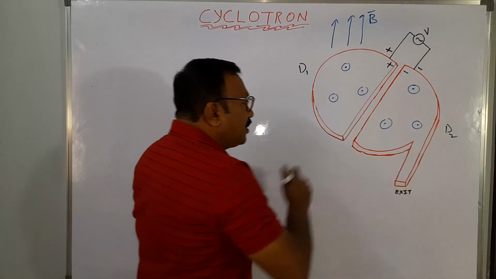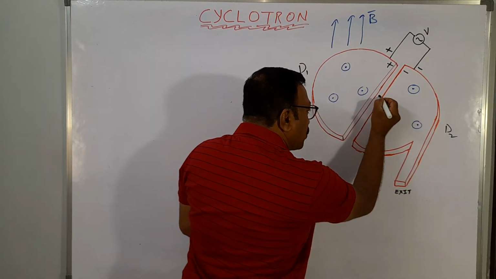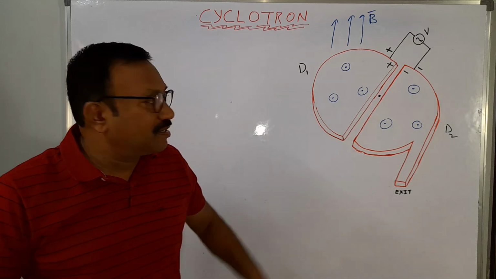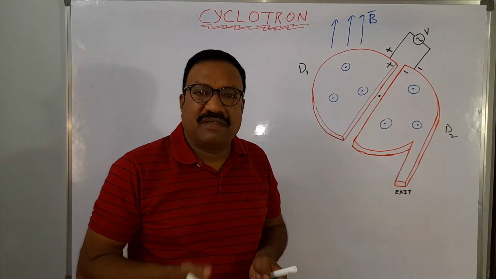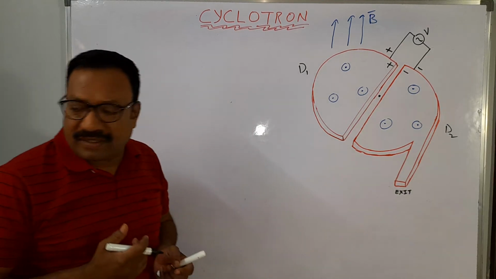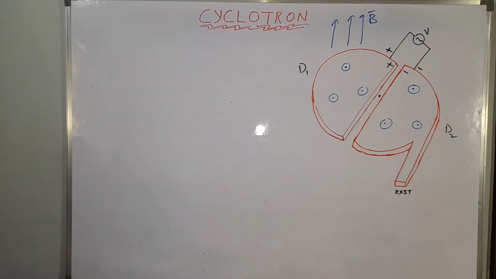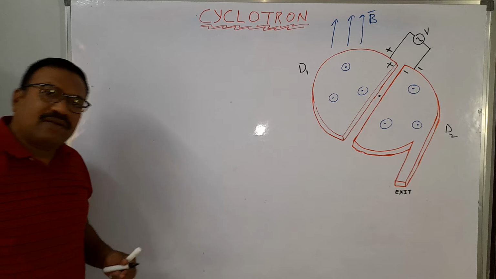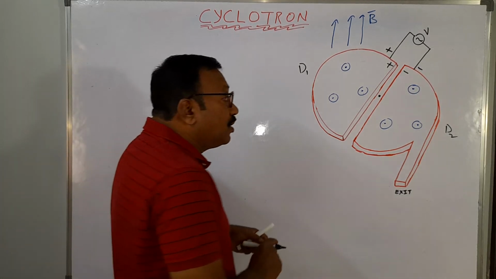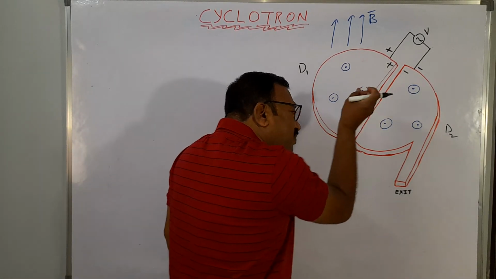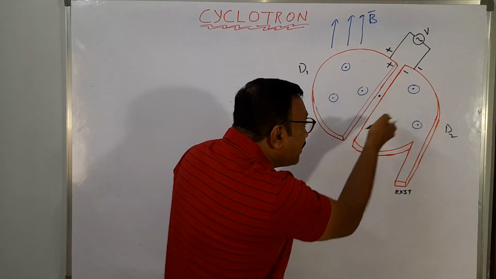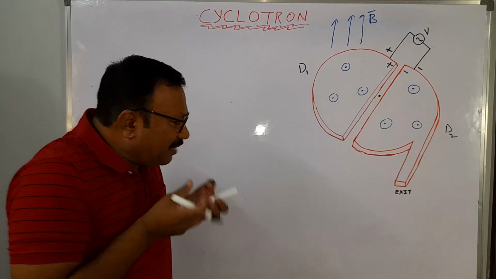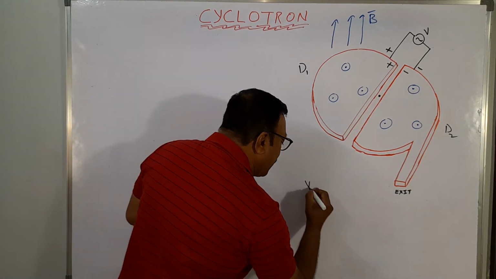So let me take one charged particle here. That is the source of a charged particle. Say from that source, electrons are coming out. For example, it is a source of electrons. Electrons are charged particles only, isn't it? Of course, it may be at rest, but it is accelerated between the plates. So it will get a velocity v1, let us say.